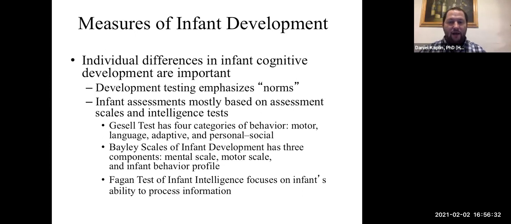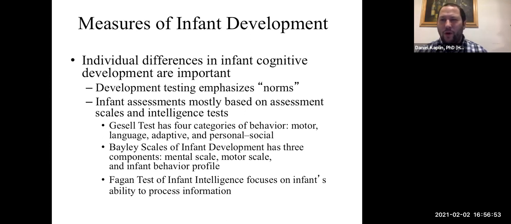The Bailey scales has 3 components. So it has a mental scale or a cognitive scale, a motor scale, and a behavioral profile. The Bailey is used often when assessing IQ and trying to determine whether a kid is on the autism spectrum.